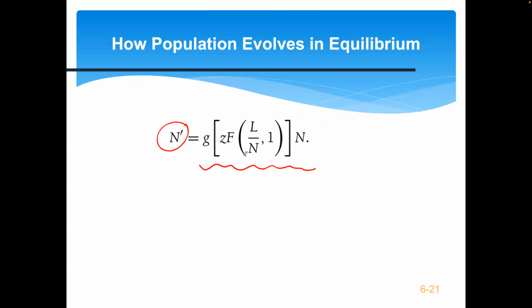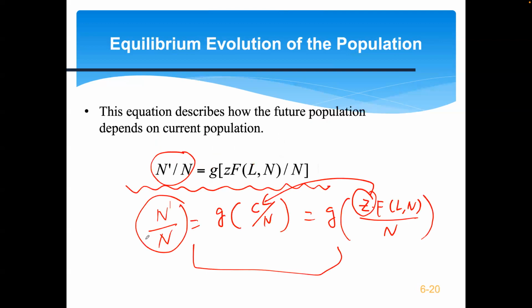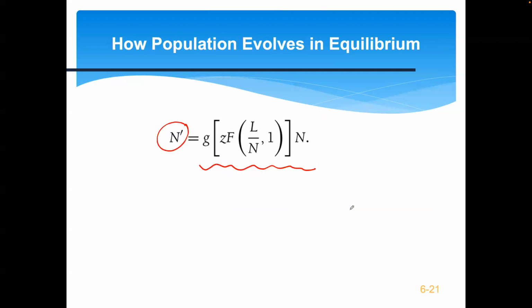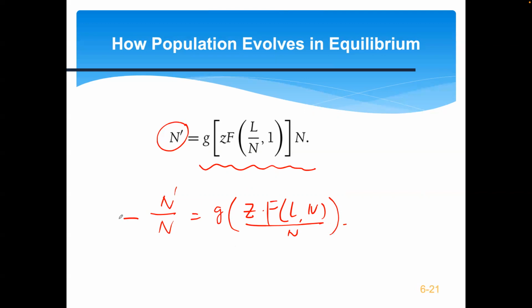Let's go to the previous one. This is what we have: N prime divided by N equals G of Z times F L N divided by N. Now, what did we do here? Let me copy the previous one. N prime over N equals G of Z F L N, and then divided by N. How do we get from the equation on the bottom to the equation on the top?